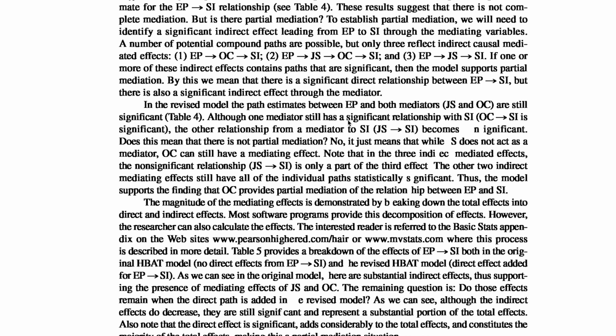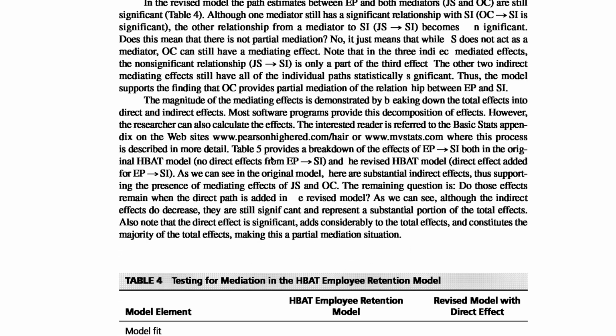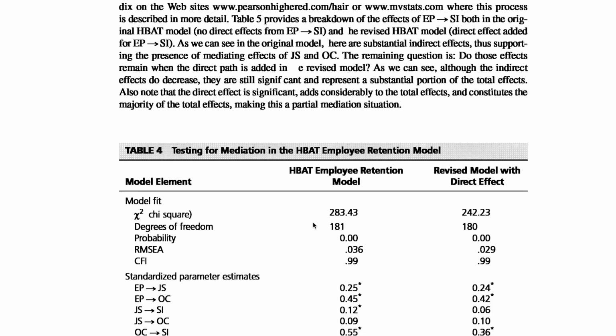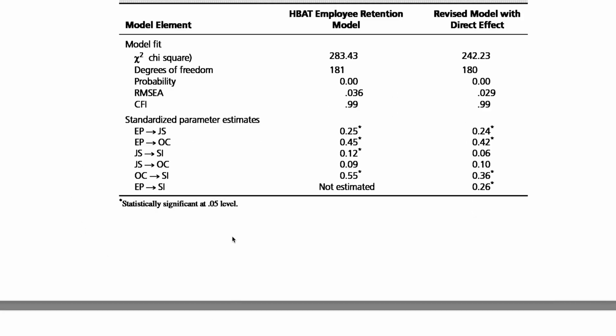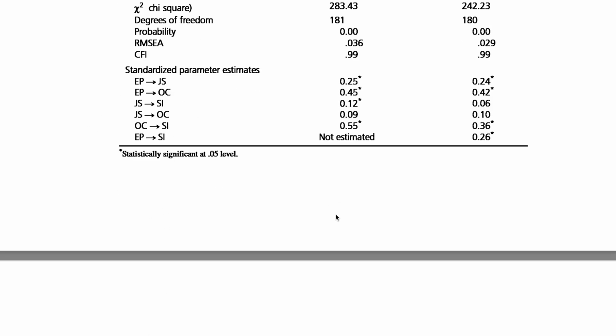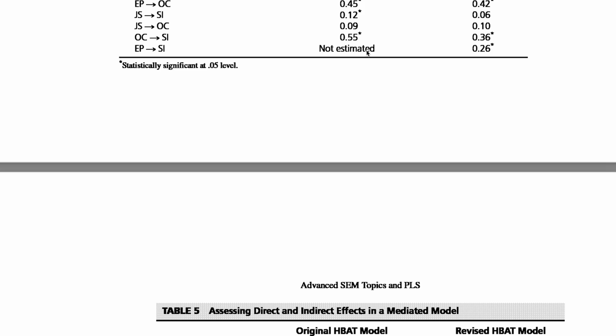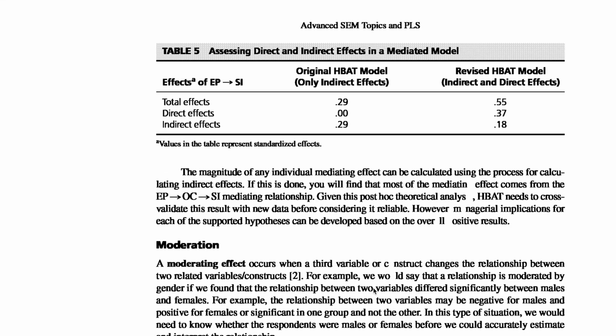In the revised model, the path estimates between EP and both mediators, JS and OC, are still significant. These are the effects described in Table 4, testing for mediation in the company employee retention model: the employee retention model and the revised model. These are the model fits and standardized parameter estimates. EP to SI is not estimated in the original, and is statistically significant at the 0.05 level in the revised model.